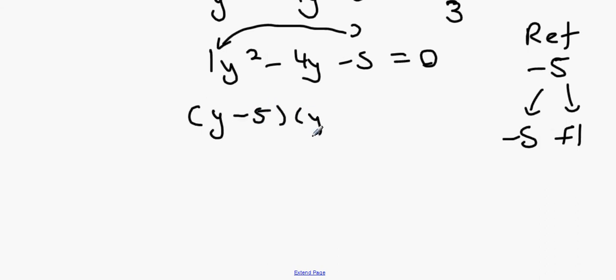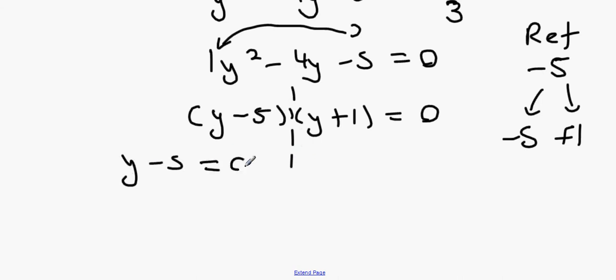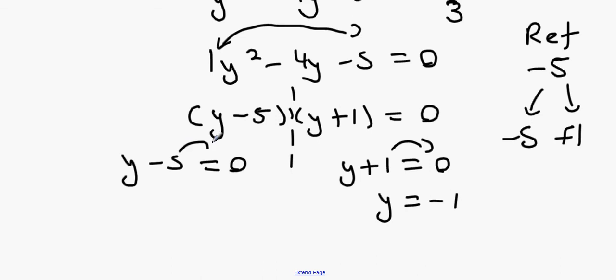And that means that either the first number or the second number equals 0. So y minus 5 is equal to 0, or y plus 1 equals 0. And what happens here is we bring it over and we get y equals minus 1. We bring this one over here and we get y equals 5. Okay, it's that easy.